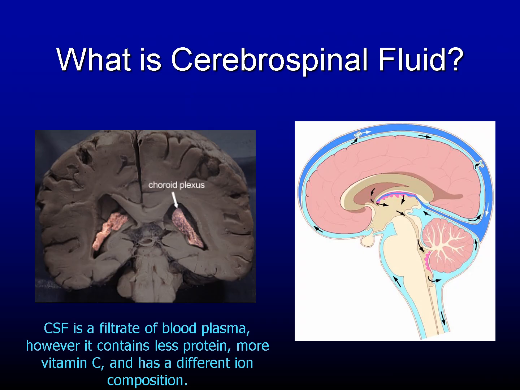Cerebrospinal fluid, or CSF, is a filtrate of blood plasma, however it contains less protein, more vitamin C, and has a different ion composition. CSF nourishes the brain and spinal cord.